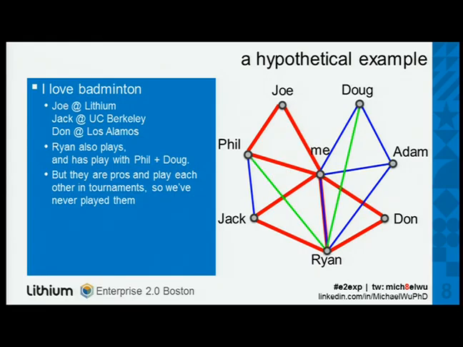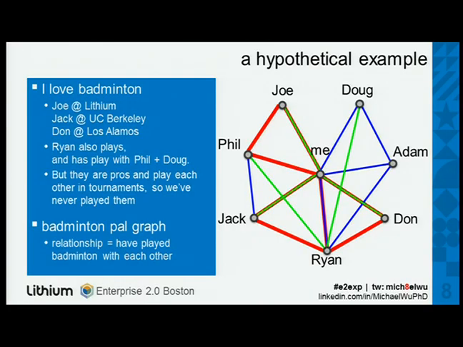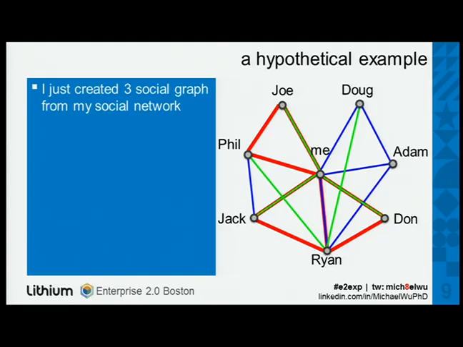They actually play in tournament, right? So we actually never play with them, right? As you can see there, these two graphs are distinct. So this could be the badminton power graph, right? So the relationship of relevance is we play badminton with each other. Okay, so notice what happened.